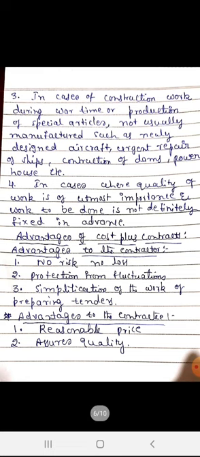Okay, next we'll see the advantages of cost plus contract. First one, advantages to the contractor. See, no risk no loss. Under this, no risk no loss for the contractor, because the contractor is getting a fixed amount of profit. Protection from fluctuation. If there is a fluctuation, it does not affect the contractor.